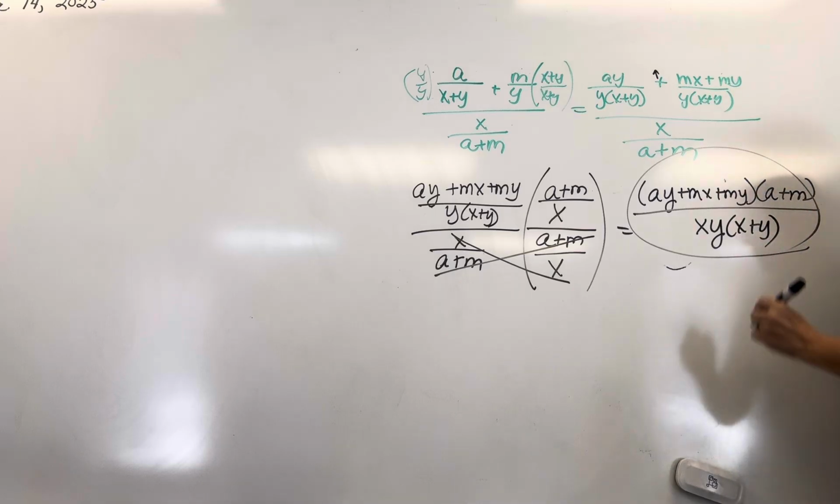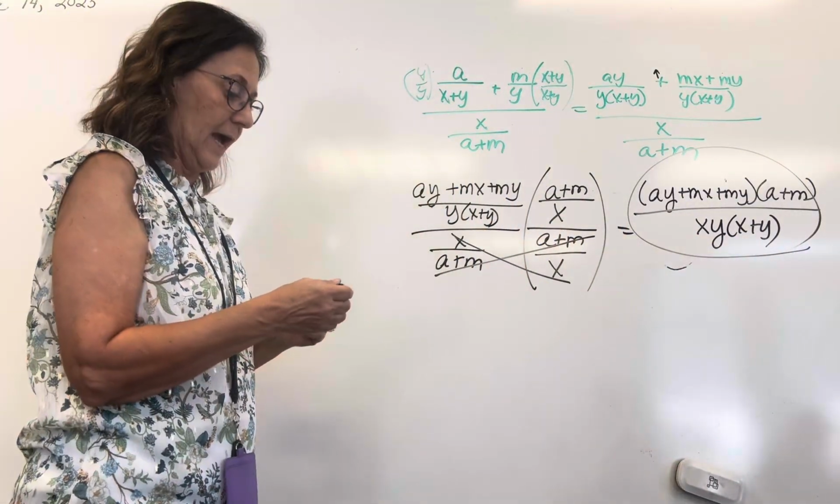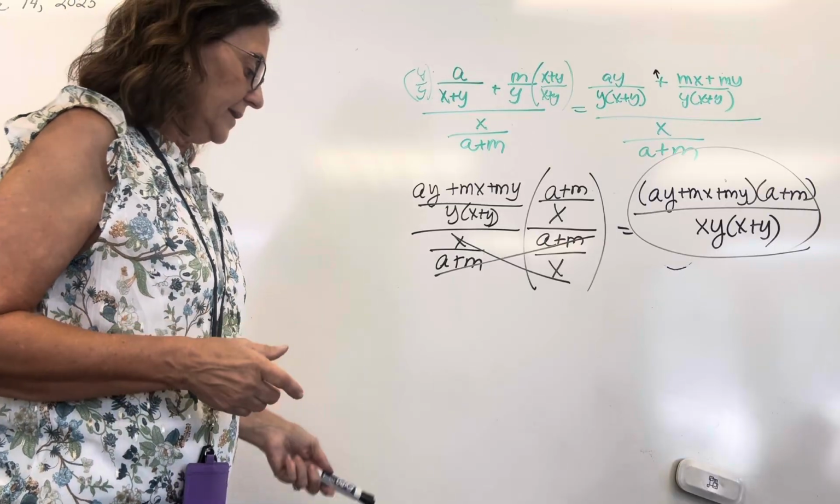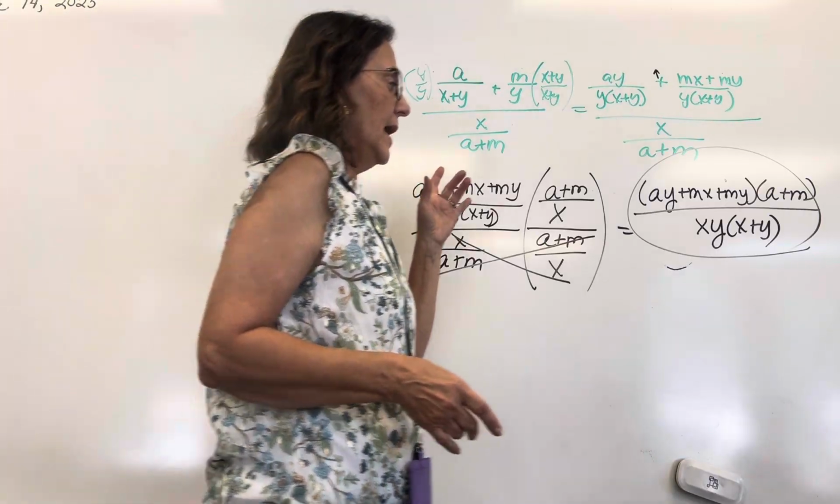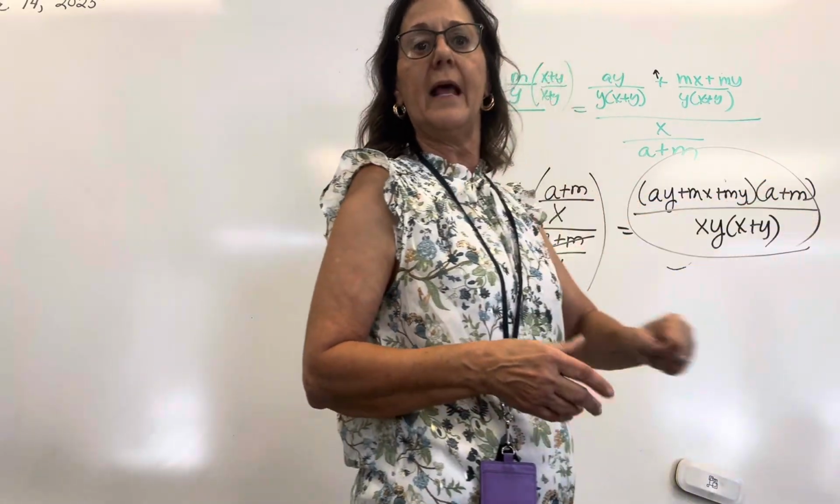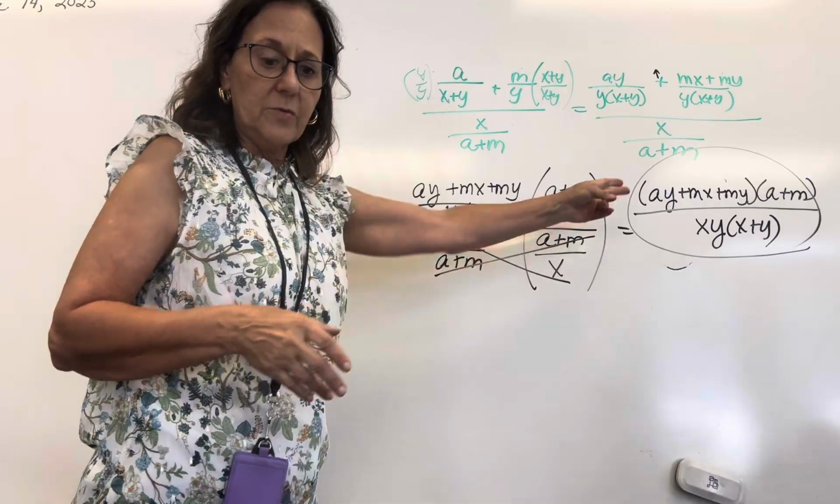Your book multiplies everything out, I do believe. No, it doesn't. That's good. I would not multiply all those out. There's nothing that we can eliminate because if I had an a plus m in the denominator, then I could eliminate that binomial, but I don't. So this would be your final answer.